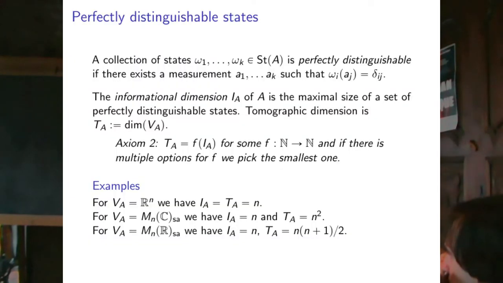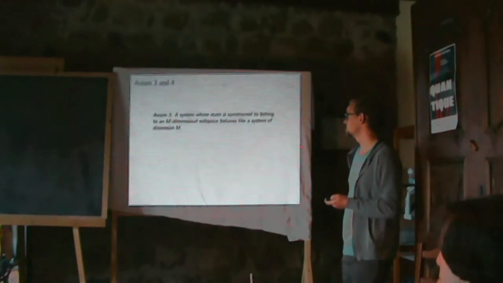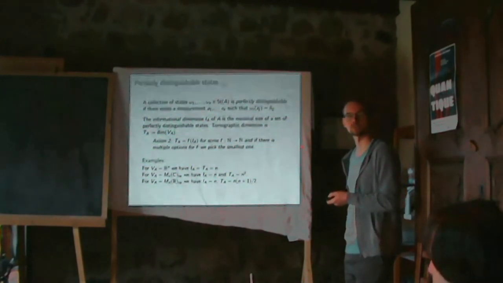So examples. If I have classical theory, the state space is just the real numbers to the power n, then the informational dimension and tomographic dimension match and they're just equal to n. If I have quantum theory, so I have complex self-adjoint matrices, then the informational dimension is equal to the dimension of my Hilbert space, and the tomographic dimension is the square of that. And real quantum theory is again equal to the dimension of my Hilbert space for the informational dimension, and the tomographic dimension is now this thing. Okay, so is this clear? What the informational dimension is, perfectly distinguishable, and why you would want to care about this stuff?